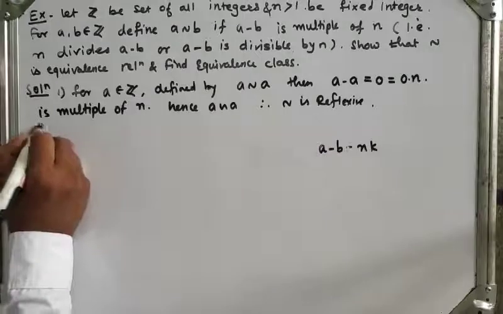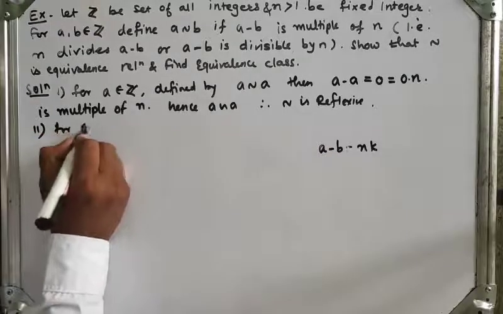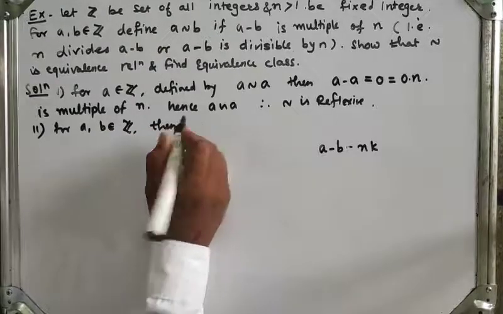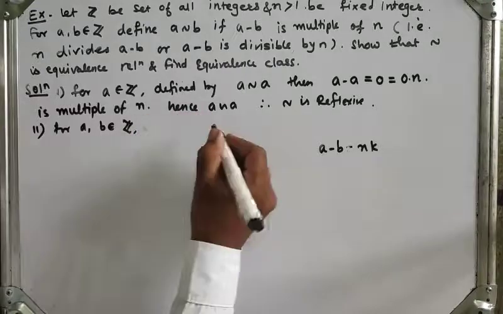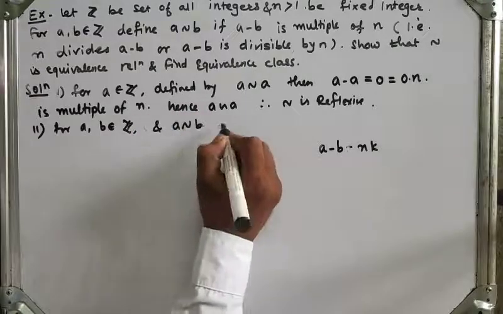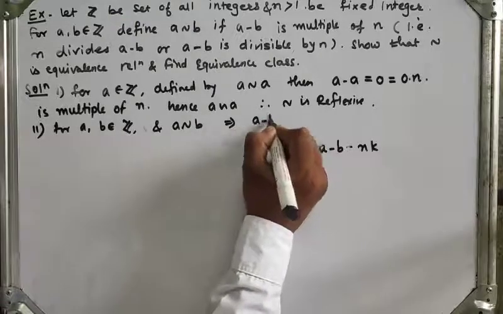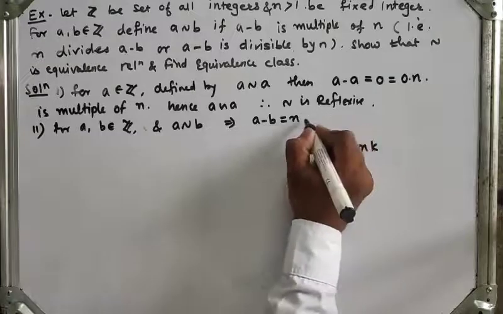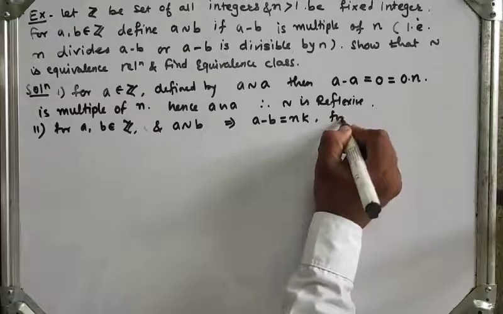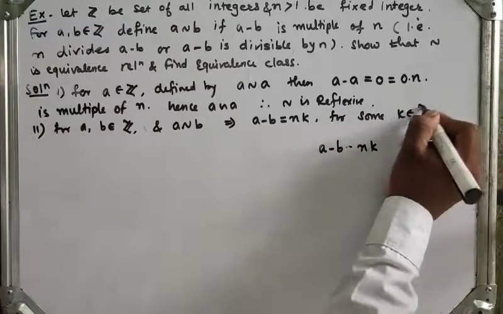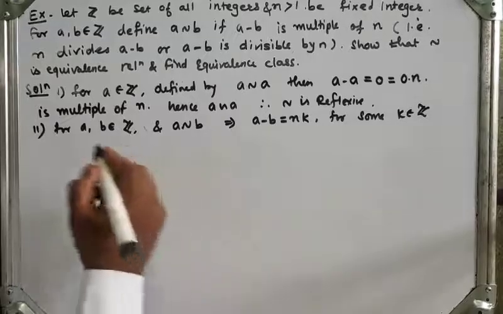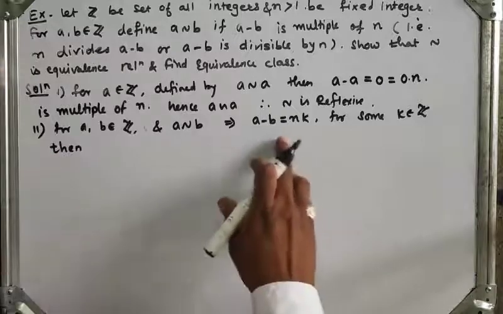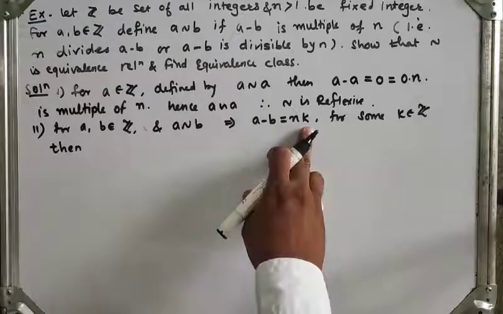Now next is the symmetric relation. For a, b belonging to the set of integers, what is defined here? And a is equivalent to b means a minus b is a multiple of n, so n into k, for some k belonging to the set of integers. Then here a minus b is a multiple of n, right?